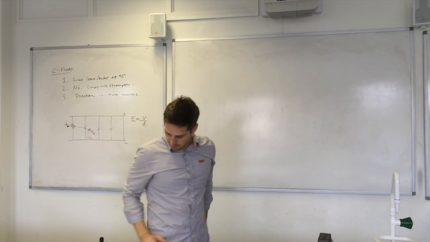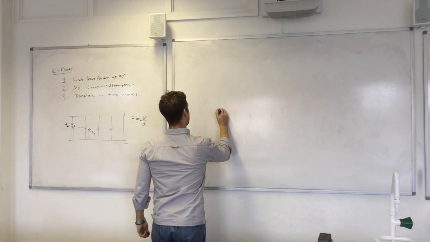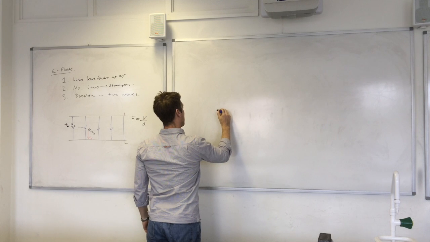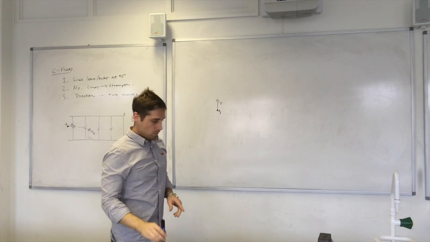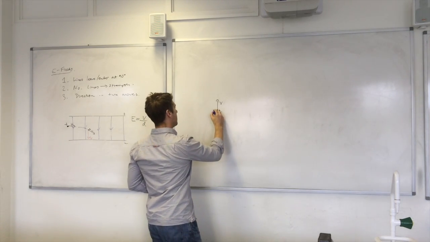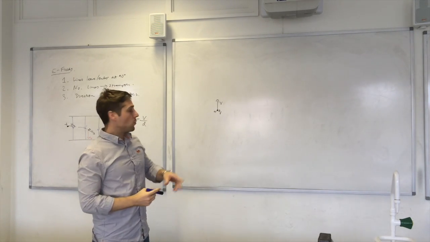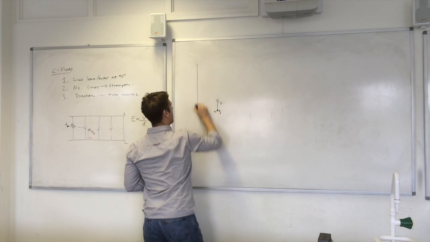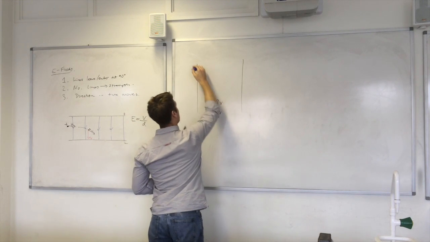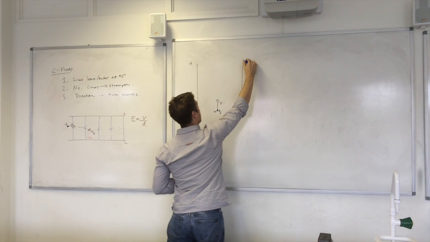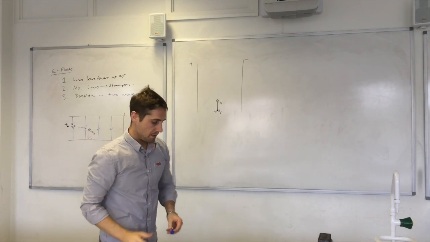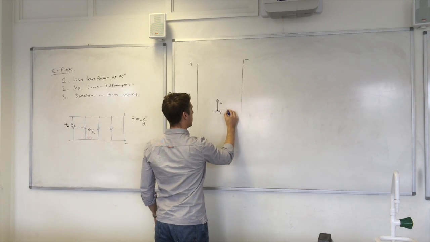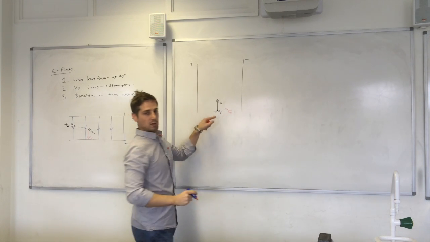Okay, let's have a particle moving up here at velocity v. This is a positive charge. So let's set up a set of parallel plates here, and we've got a positive here and a negative here. That's going to experience a force to the right there because it's a positive charge.